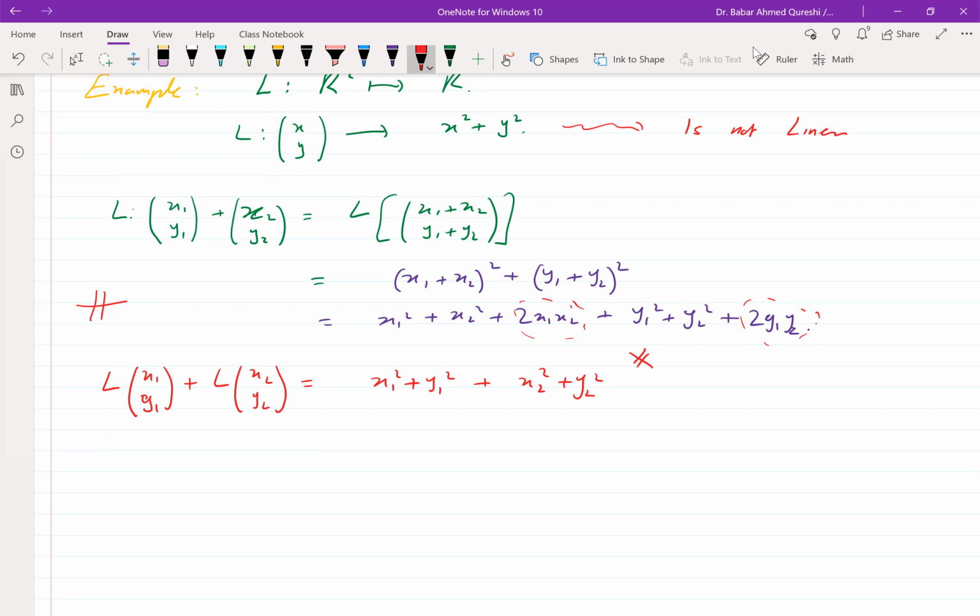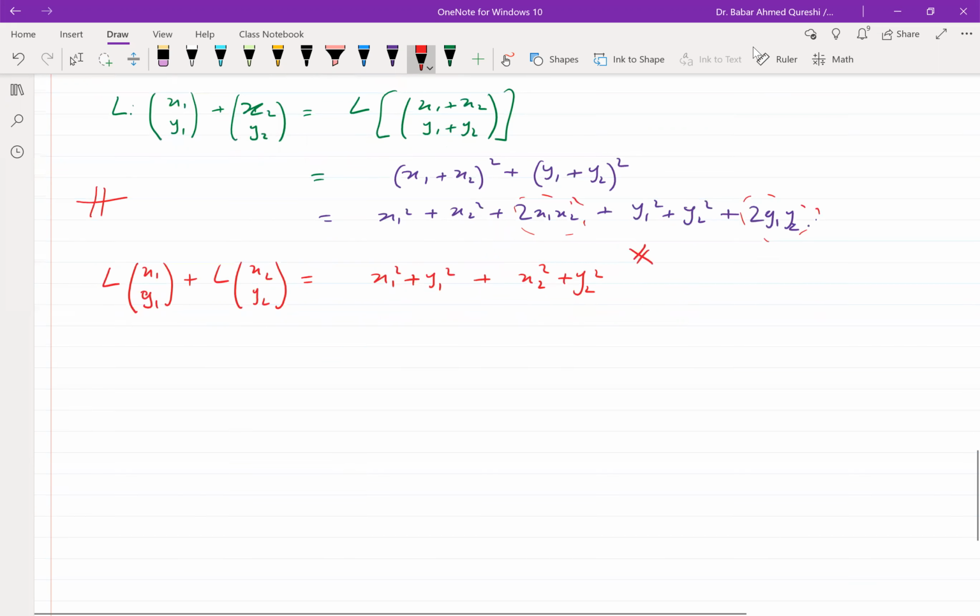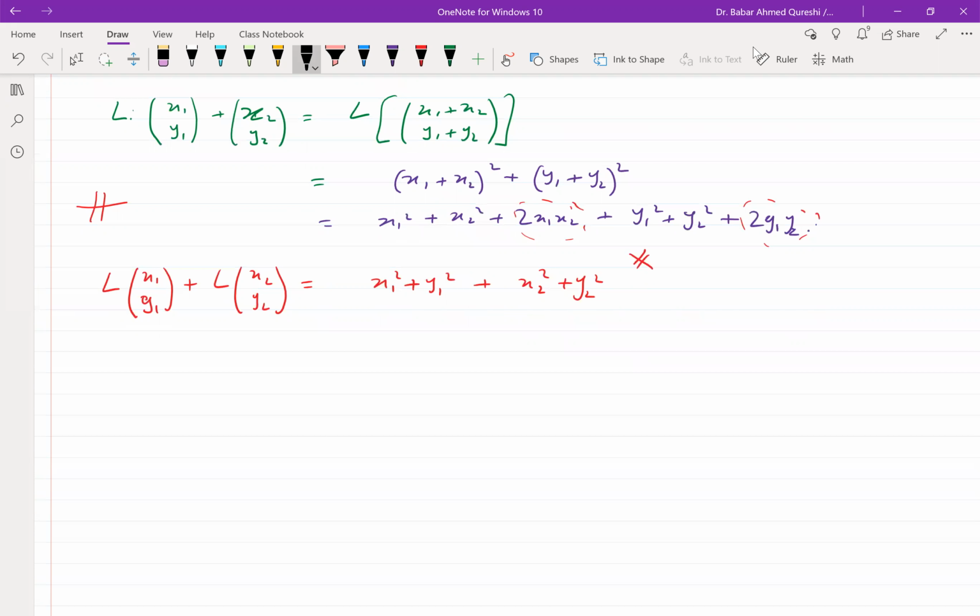Let me do some more examples. Well, first, let me give you some terminology. As I said, you can consider maps from V to V, from the same space to itself. If you do that, and this map is linear, this is just called a linear operator on V.